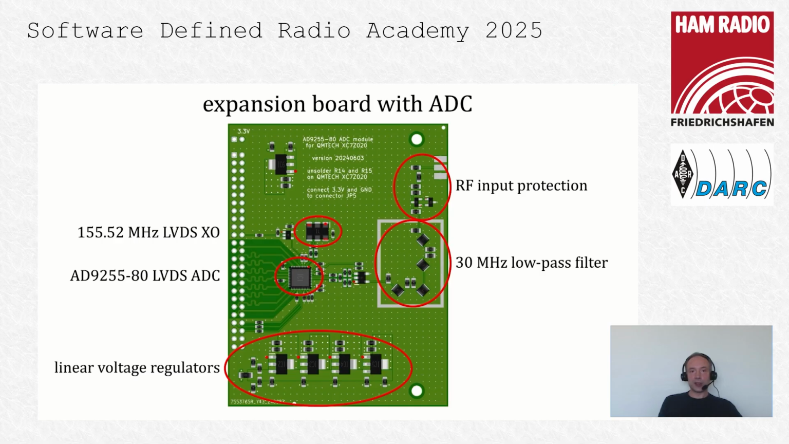Here's how the resulting expansion board with ADC looks. It has a connector on the left to connect it to the QMTech board. Then it has a fast ADC with LVDS outputs, and a clock generator, which is a crystal oscillator. Then it has all the linear voltage regulators to power the ADC and crystal oscillator. And on the right side, it has RF input protection and a 30 megahertz low pass filter.